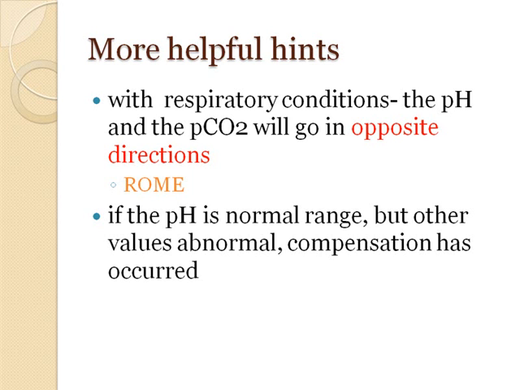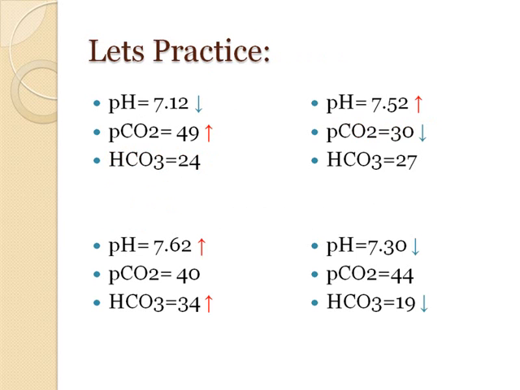Another big hint is if the pH is a normal range but other values are abnormal, which sometimes is the case, most likely we have used our mechanisms, whether it be the buffers, the kidneys, or the lungs, to compensate. So you might have a normal pH, but everything else is still out of whack. That means compensation has occurred. So let's practice a couple values here.